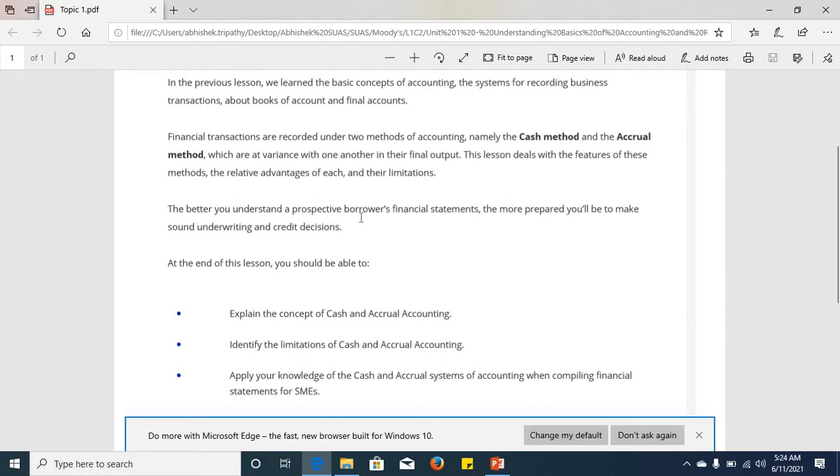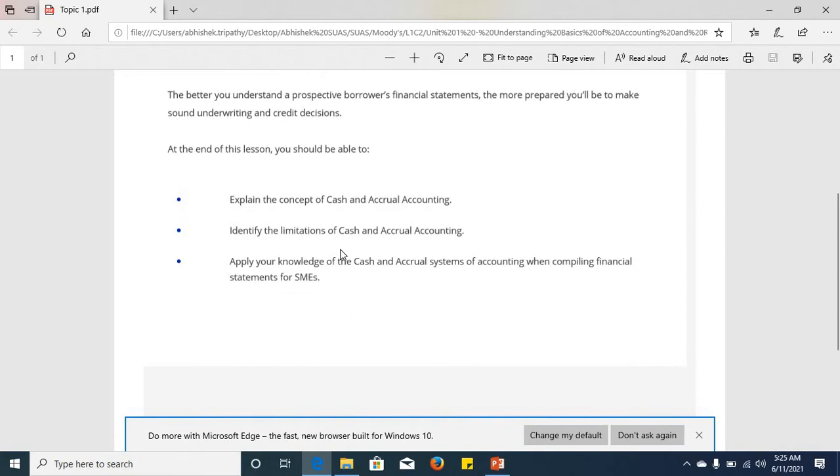The better you understand a prospective borrower's financial statements, the more prepared you will be to make sound underwriting and credit decisions. At the end of this lesson, you should be able to explain the concept of cash and accrual accounting, identify the limitations of cash and accrual accounting, and apply your knowledge of cash and accrual systems of accounting when compiling financial statements for SMEs.